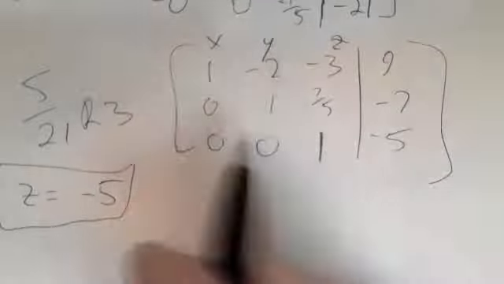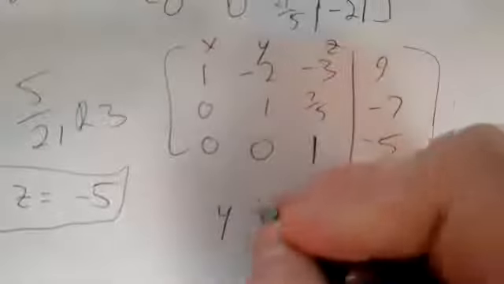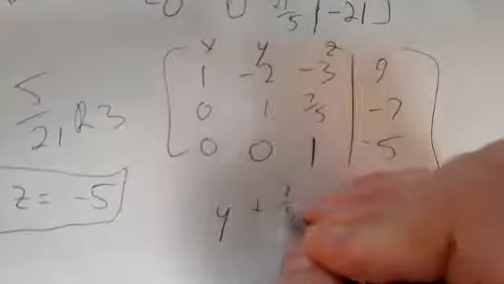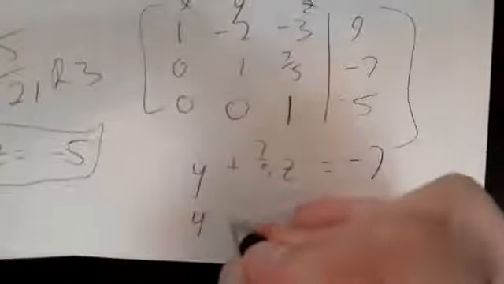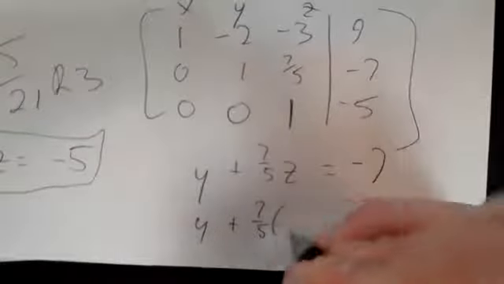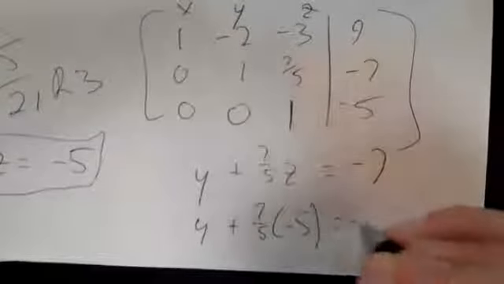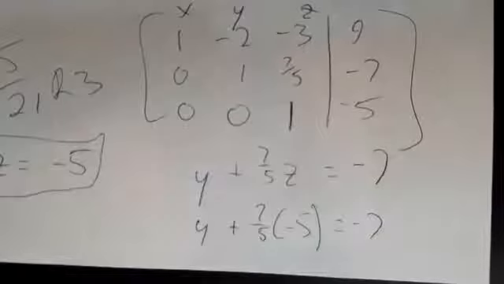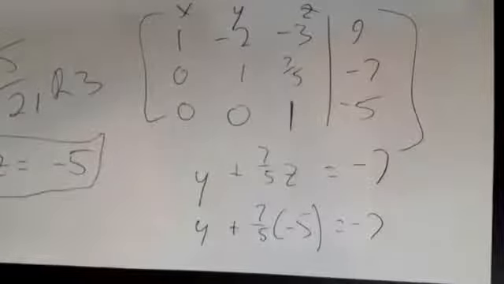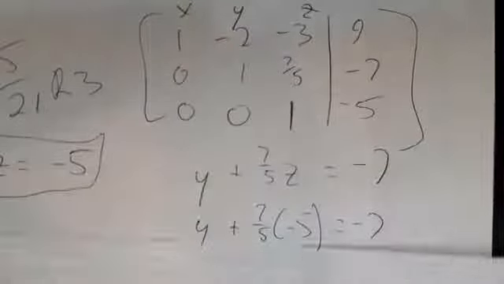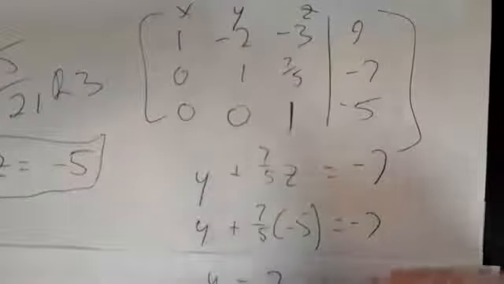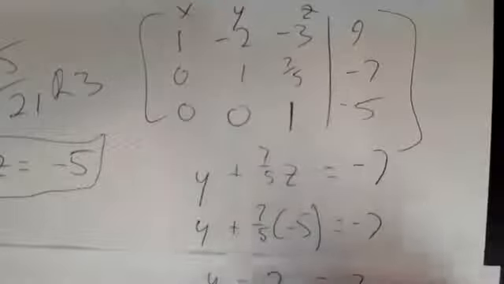This next one looks like y plus 7. So I know z is negative 5. This looks like y minus 7 equals negative 7. So when I add 7, this only means y equals 0.